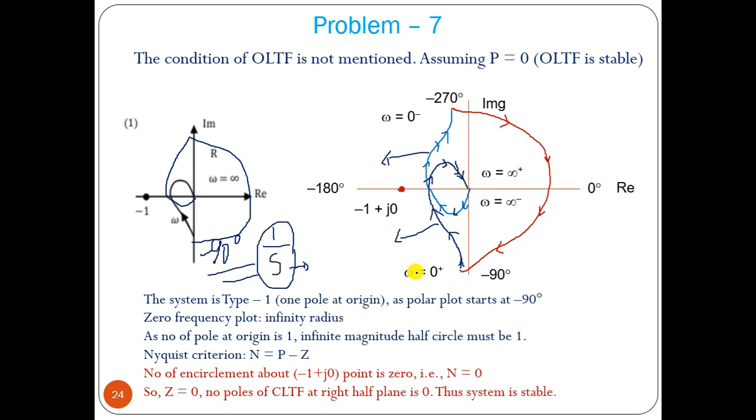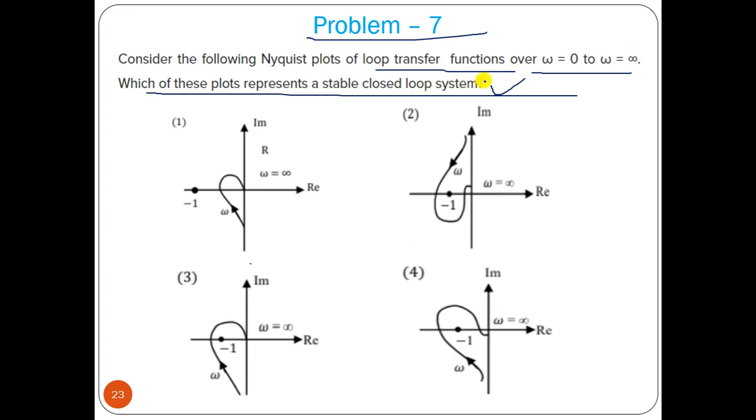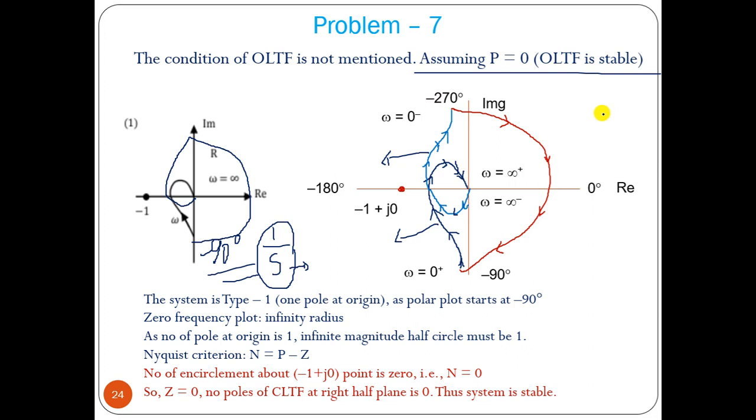Because we have one pole at origin, type 1 system. Now minus 1 is outside, so N equal to 0. And what is the value of P for the OLTF? We assume it as 0 because the condition of the OLTF is not mentioned, so we can assume the OLTF is stable, P equal to 0. Now there is no encirclement of this minus 1 point, which is outside, so the system is stable. N equal to 0, P equal to 0, so Z equal to 0, system is stable.